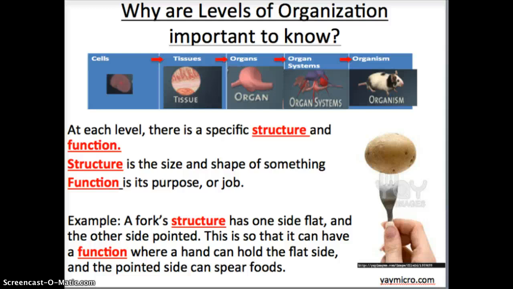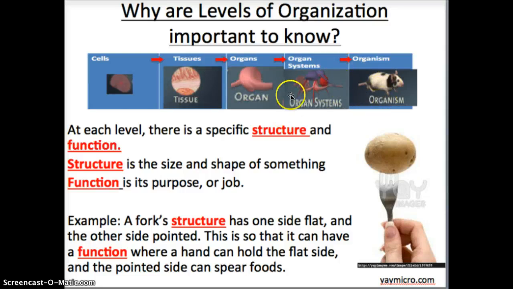Now, why is this so important to know? Our bodies are organized in a similar way. Many cells, which is the most basic structure of any living thing, form tissues, many tissues form organs, many organs form organ systems, and many organ systems make up the organism.